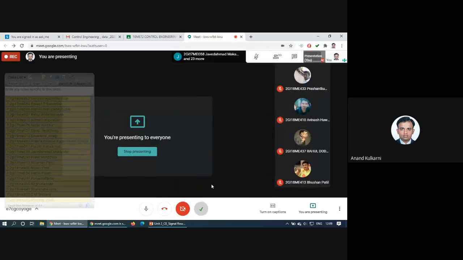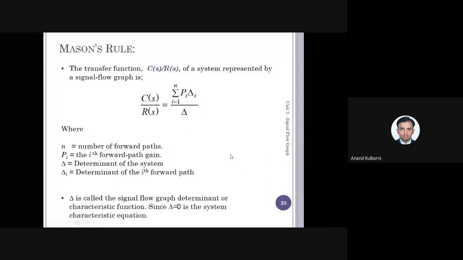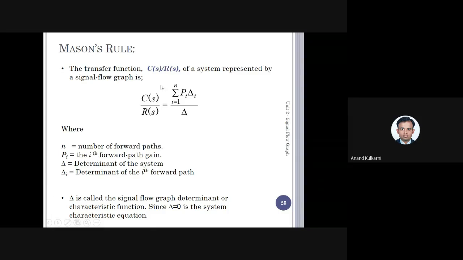Everybody just note down this. The transfer function C(s) divided by R(s) for a system represented by a signal flow graph is given by this: C(s)/R(s) equals the summation of Pi into delta I, where I starts from 1 and ends at n, that is 1 to n, divided by the determinant.